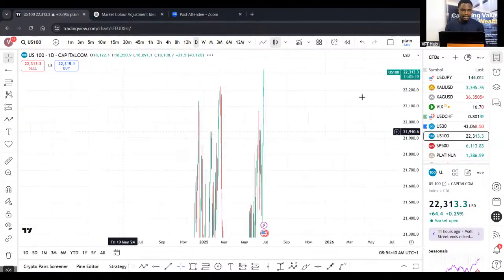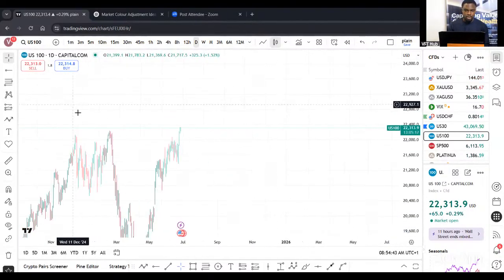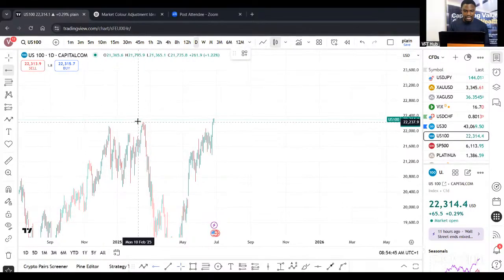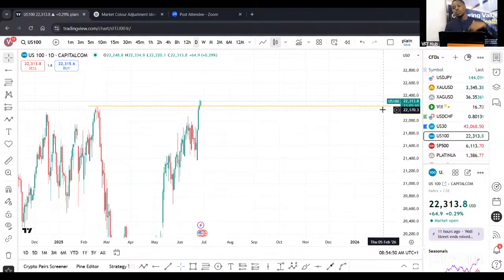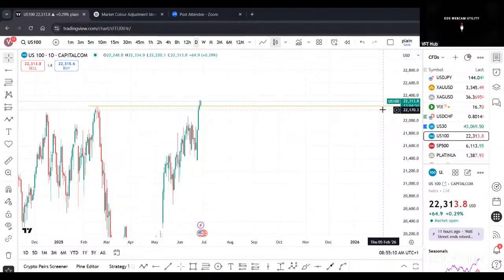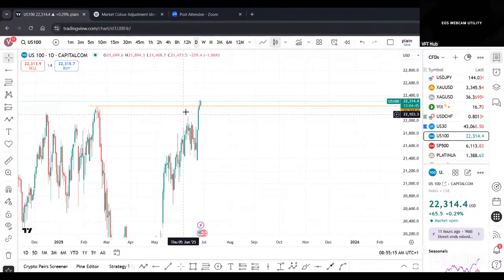All right, on the daily time frame, US100 has given us what we want to see. It has broken its previous all-time high, right? And we're using this as a confirmation that the remaining asset classes, US30 and S&P 500, would follow suit. S&P 500 is actually doing almost the same as we speak, but US30 is yet to do that. So for now, on US100, so far so good.